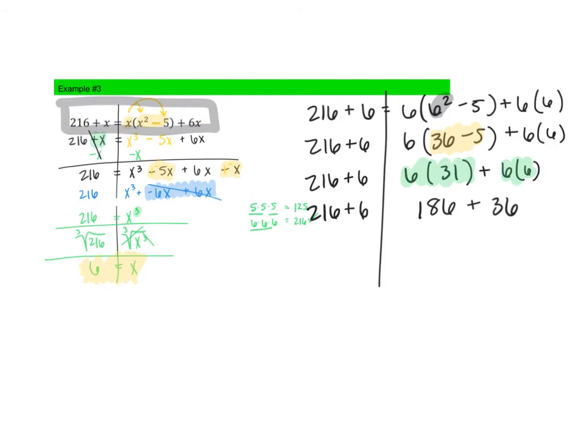All right, from there I have one step left, and that is to add everything up on both sides. On the left side, 216 plus 6 is 222. On the right side, 186 plus 36 is 222. My answer was correct. X does equal 6 because it balances out my equation when I solve it.